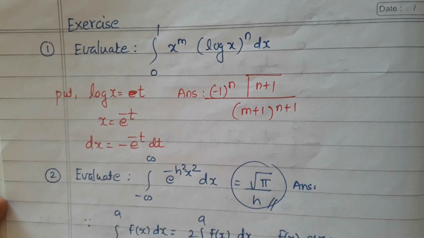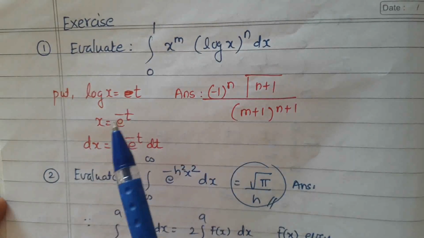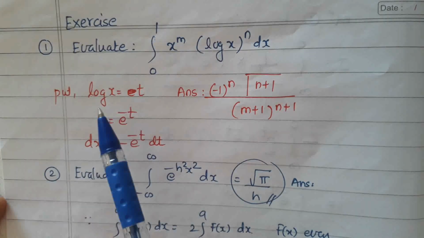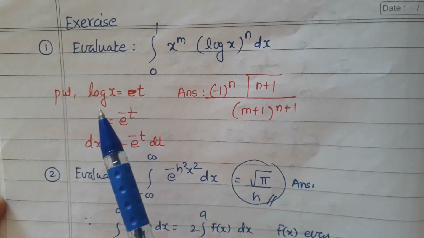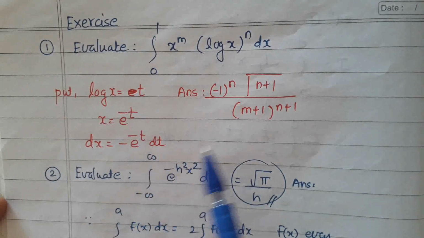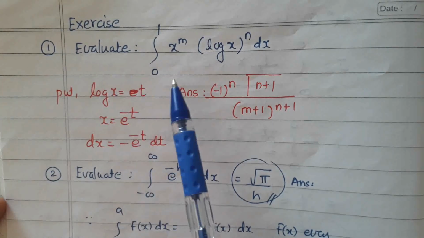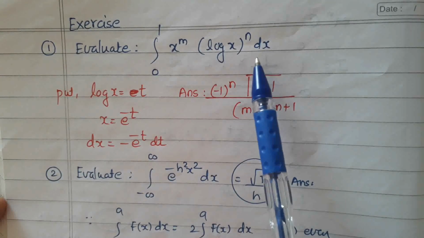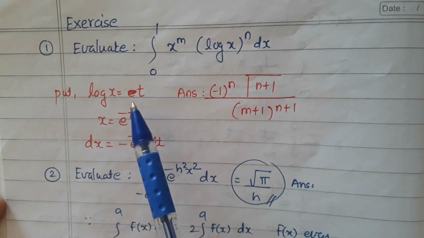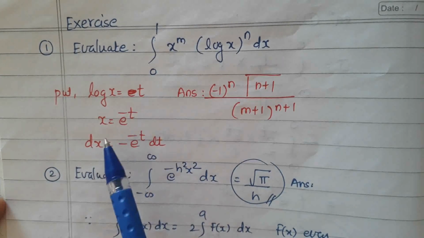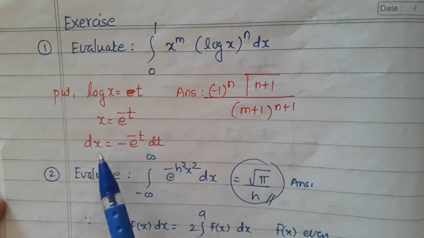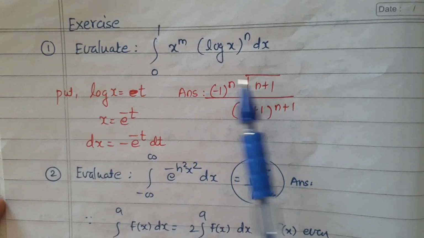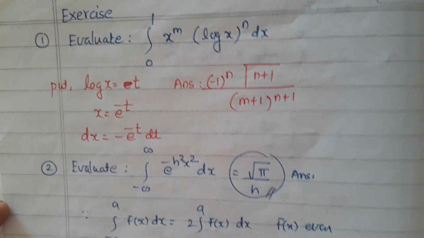Here are some practice examples. Question number 1. All these examples are on the gamma function. Apply the suitable substitution and show that the values of the integrals are as given. First of all, evaluate integral 0 to 1 x raised to m log of x raised to n dx. Use the substitution, log of x is equal to minus t, x is equal to e raised to minus t, dx is equal to minus e raised to minus t dt. Change the limits and show that the solution is this.